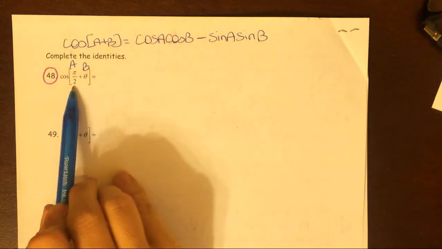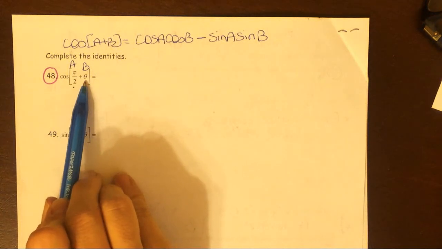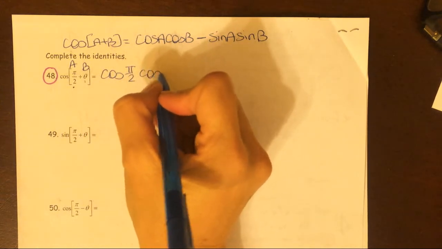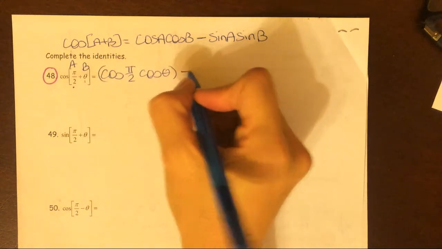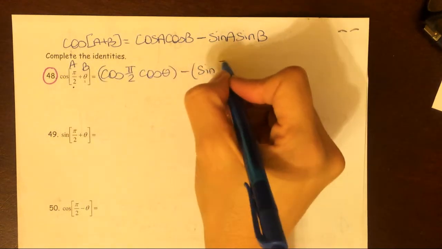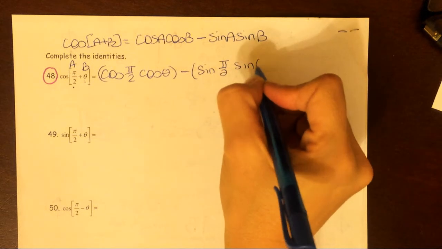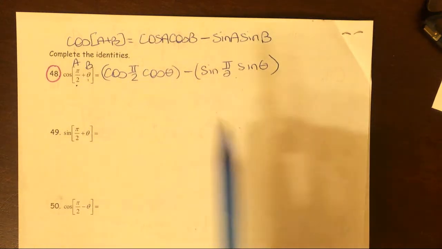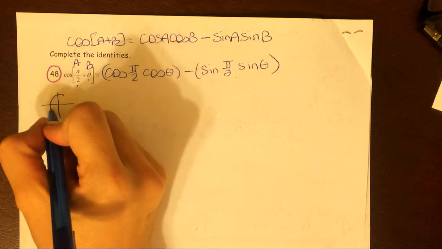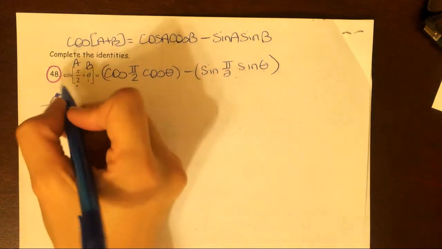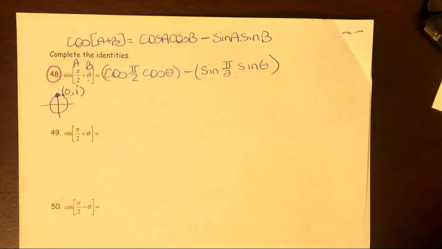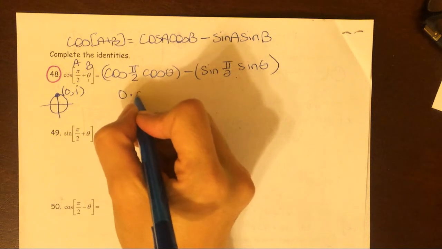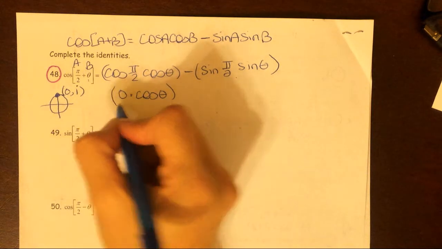So everywhere I see an A, I'm going to plug in pi over 2, and everywhere I see a B, I'm going to plug in theta. So I got cosine pi over 2, cosine theta, minus sine pi over 2, sine theta. Now the only one of these that I can evaluate is the one that says pi over 2. That's the only one that's on the circle. And on the circle, pi over 2 is up here at the top, and that ordered pair is 0, 1. So cosine is x. So cosine at pi over 2 is 0 times cosine theta. I don't know what theta is, so I just write it like that.